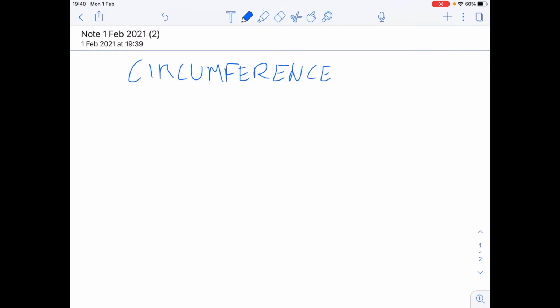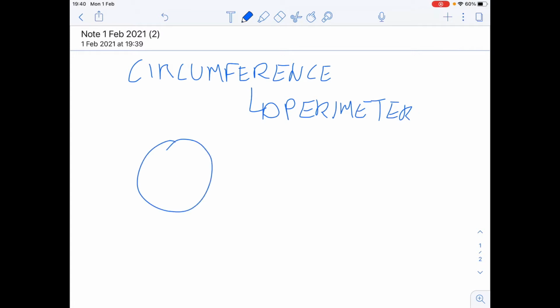Okay, guys, so we're going to talk about the circumference of a circle. And circumference is just a special word for perimeter that we only use when we're dealing with circles. So in a circle, there's always a center. The circumference is the perimeter, the distance around the circle, okay?